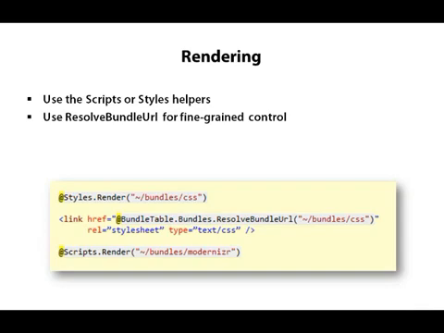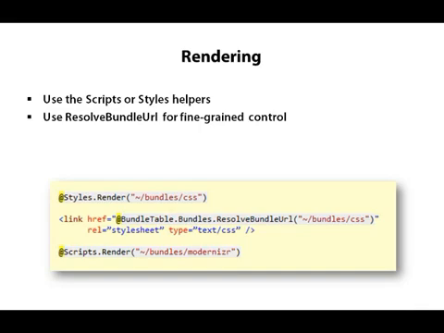These helpers make things very simple, and when I want to inject my CSS bundles, I can just say styles.render and pass in my virtual path. You can actually pass in multiple paths there. The runtime will take care of the rest and emit all the proper link and script tags. If I want a little more control over my tag, I can use the resolve bundle URL method to create the proper URL for me.